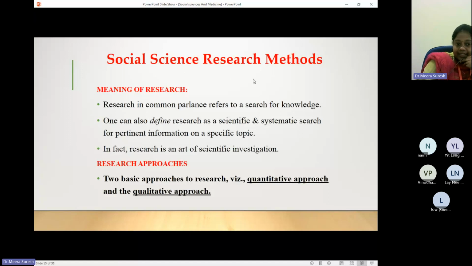Now we go towards the research methods. So what is the meaning of research? When we say it, we pronounce it research, but it's actually re-search. So something that is searched again and again, that will be research. Research in common parlance refers to a search for knowledge. One can also define research as a scientific and systematic search for pertinent information on a specific topic.